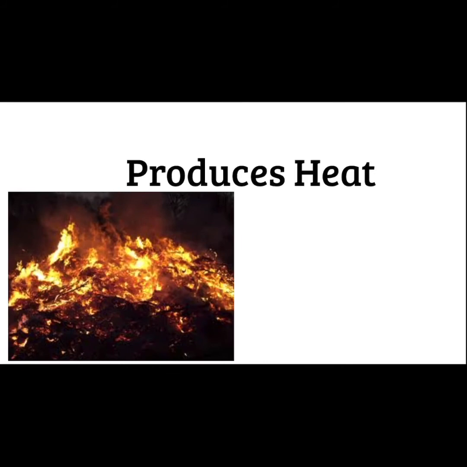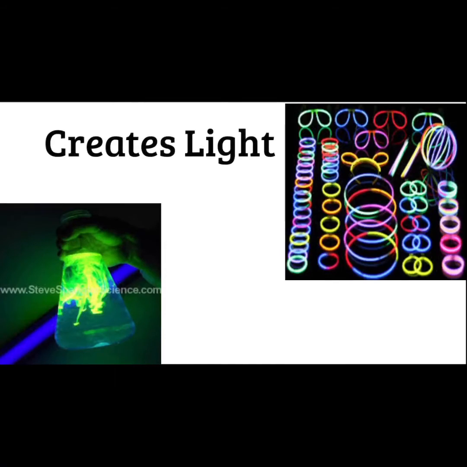Something that produces heat also is evidence of a chemical change. Anything that creates light, it's luminescent, that is also a chemical change. So those glow sticks, they start out dull and then you have to kind of crack them. Whenever you crack them, that's releasing different chemicals. The combination of those chemicals reacting together produces light. So that's a chemical change.